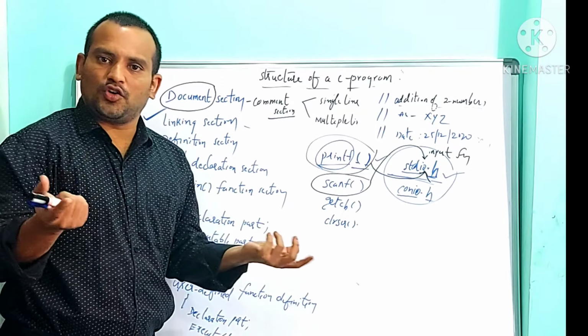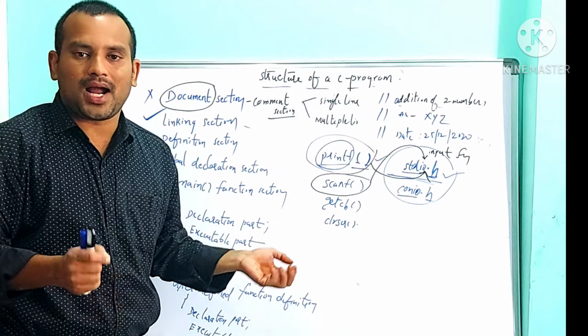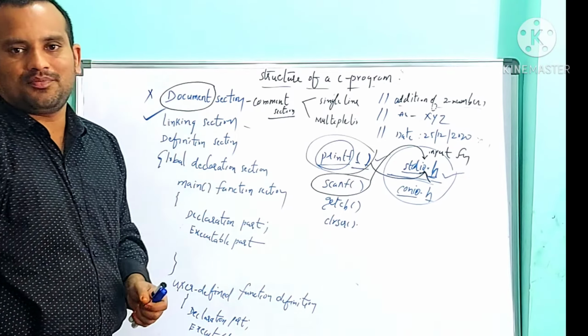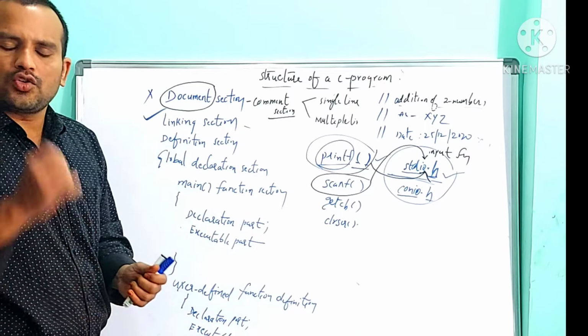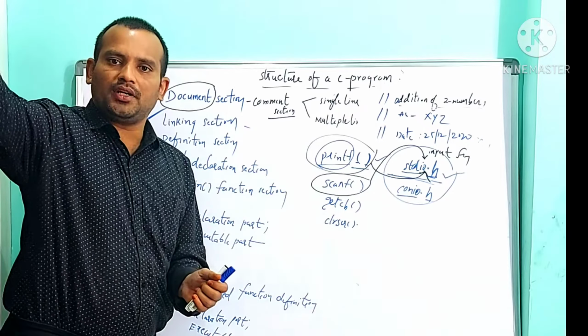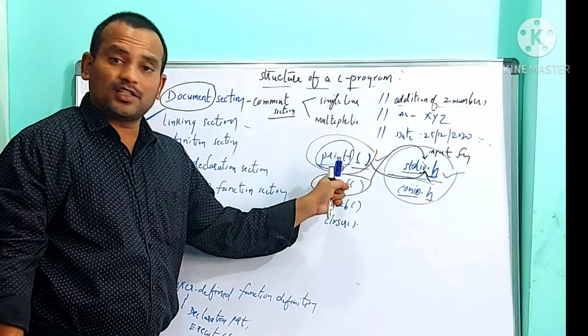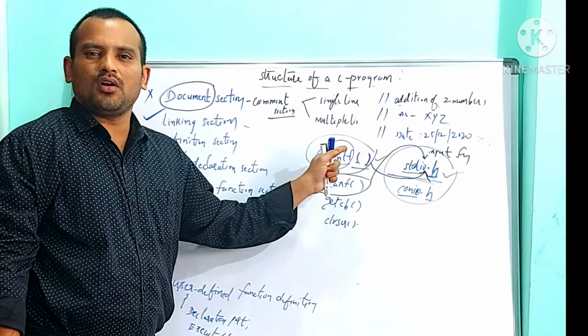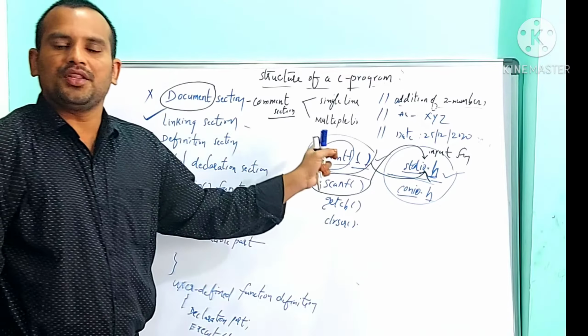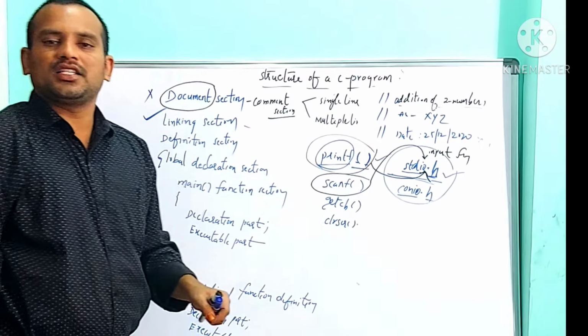Without using a header file also you can write a C program, correct or not? Yes, but you cannot see output. There is no meaning for the program if there is no output. So if you want to see the output at the output screen, you must use the output function that is called printf. It is a predefined function, and if you want to use printf in your C program, then you must include the header file stdio.h.